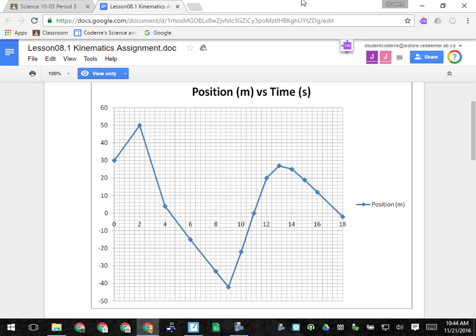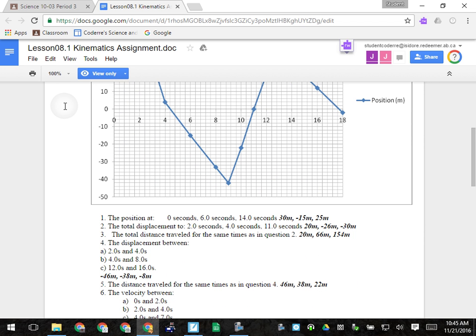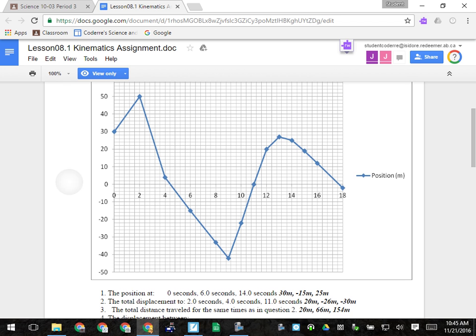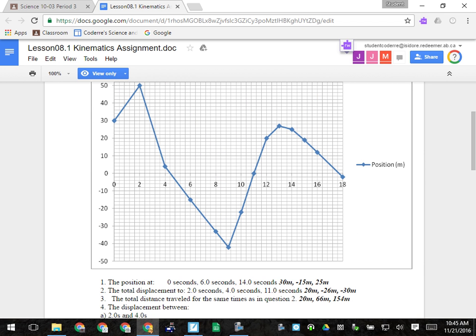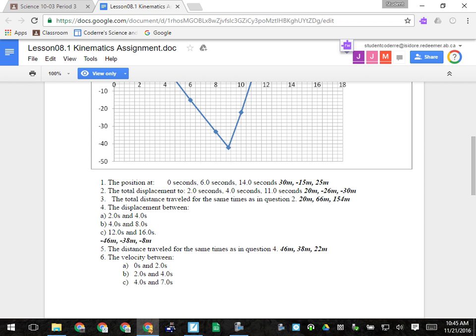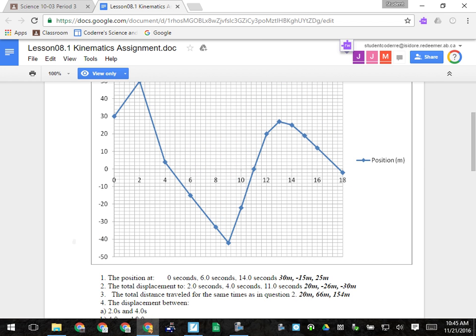All right, guys, I'm just going to go over a few from each kind of question here just to clarify things in case anyone's having any trouble. For question number 1, we're asked to find what's the position at these various times. Since it's a position versus time graph, we can read those directly off the graph. Let's say time 14 seconds: I go to 14, I go up, and then I come over, and I find it's positive 25 meters.